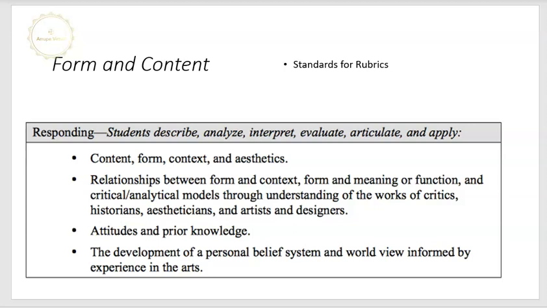So in terms of form and content and the ability of a student to respond to art, you'll see that in this generalized slide, standards for rubrics would be consistent across all art forms, and I draw your attention in particular to the relationships between form and context, form and meaning or function, and critical and analytical models through understanding of the works of art and historians. So you can see how these pieces fit together in terms of responding to the art, and I think you can start to see, or start to brainstorm, if you will, questions that you can ask of your students that would allow them to exhibit that they had gained this enduring knowledge.